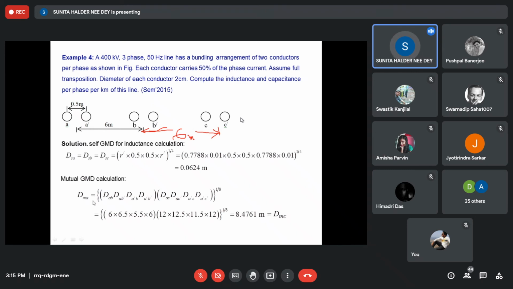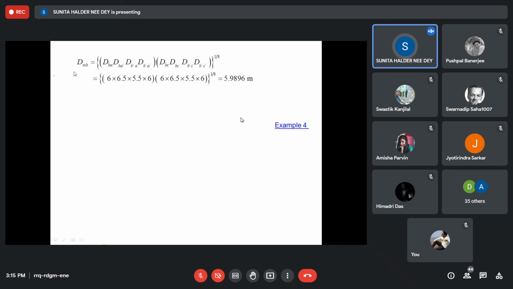But it was not the case for phase A. DA'B' is not equal to DA'C', right? DA'B' was 6 and DA'C' was 12, right? So the mutual distances from phase B will not be the same. Anyway, we can calculate it by following the distances.